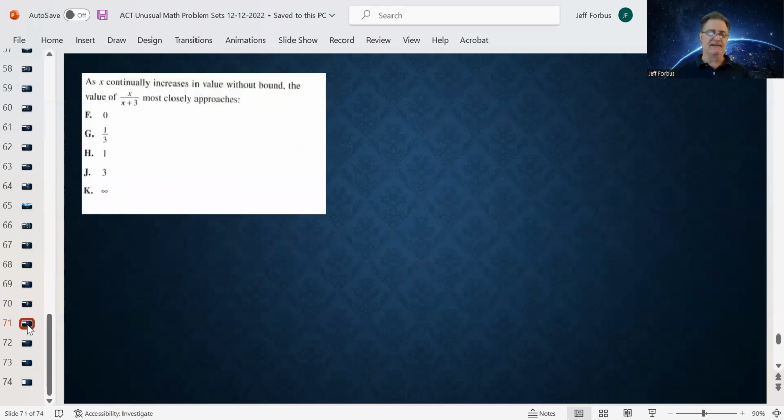So as x continually increases in value without bound, so as x gets larger and larger and larger, the value of x divided by x plus 3 most closely approaches what? Okay. So how do you go about this? You've got to evaluate this by choosing larger and larger values of x.